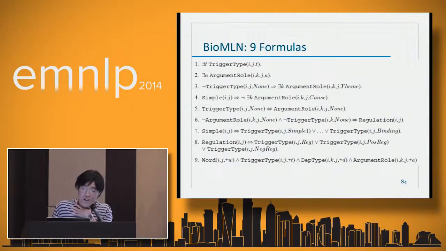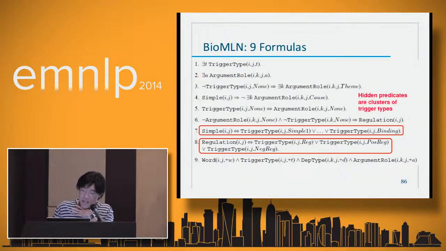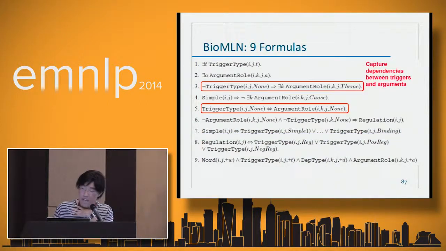So here are the 9 formulas based on the predicates that we talked about earlier in our MLN. The first 2 assert that each candidate trigger or argument has a type or role. And here we have our hidden predicates that are the definitions of the simple predicate and the regulation predicate. So again, we have simple events and regulation events, and so these two formulas define what they mean.